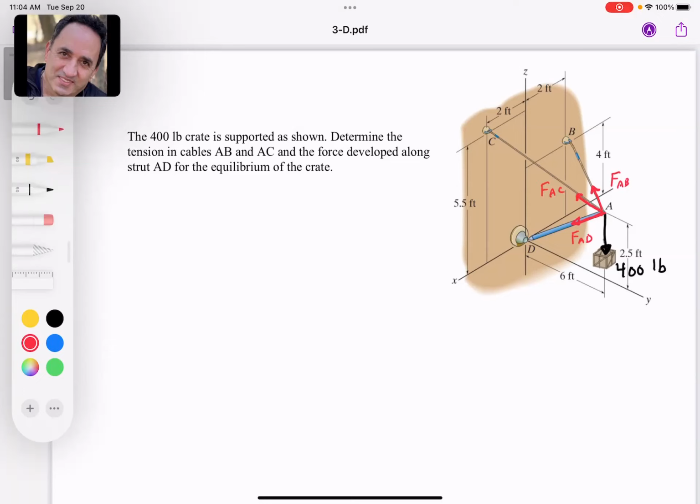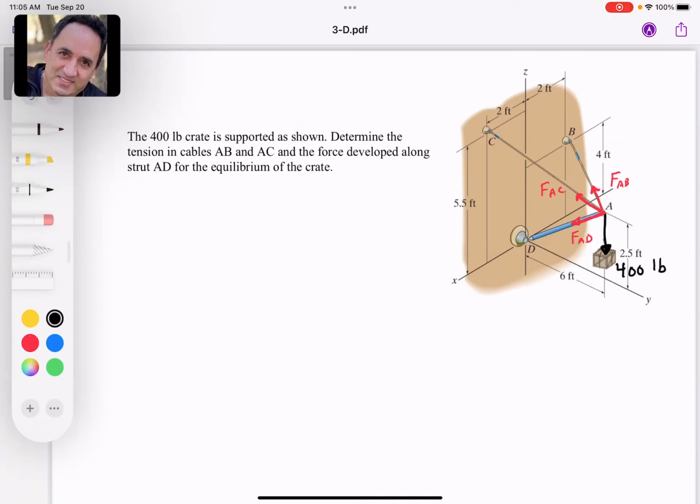Now, if we get positive for all these directions, okay, of course the cables have to be in tension. Now, the strut AD could be in tension or compression. Here, I'm assuming that the strut is in tension, the way I'm showing it pointing away from point A. Okay, so in this case, a three-dimensional particle equilibrium, we have three unknowns, right? AB, AC, and AD.